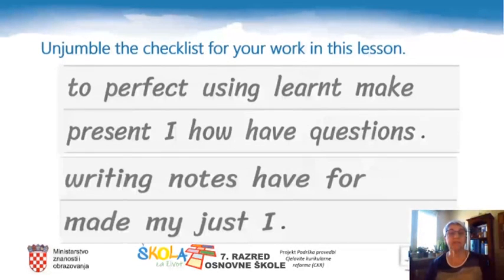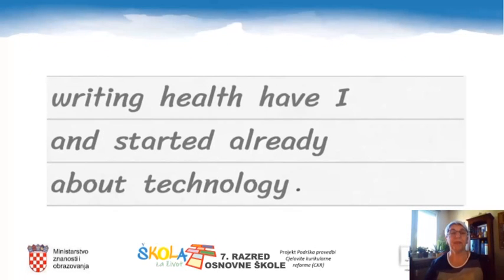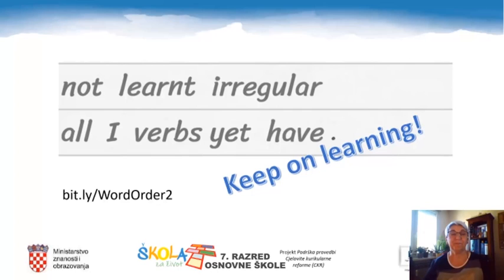The last activity in today's lesson is the checklist, but to see what you have to check, unjumble the words in the sentences. Here are the first 2 sentences. And sentence number 3. And the last sentence. You can see not in this one. Don't worry.